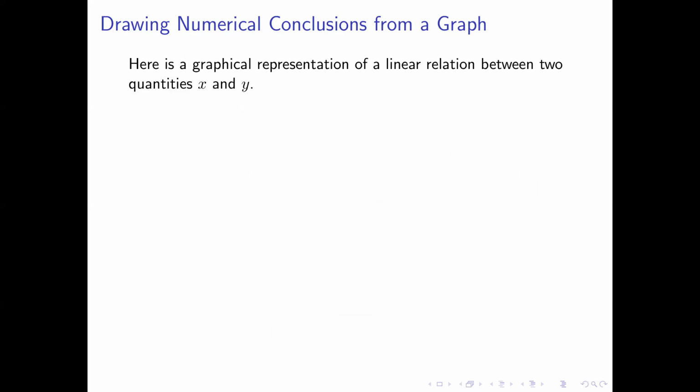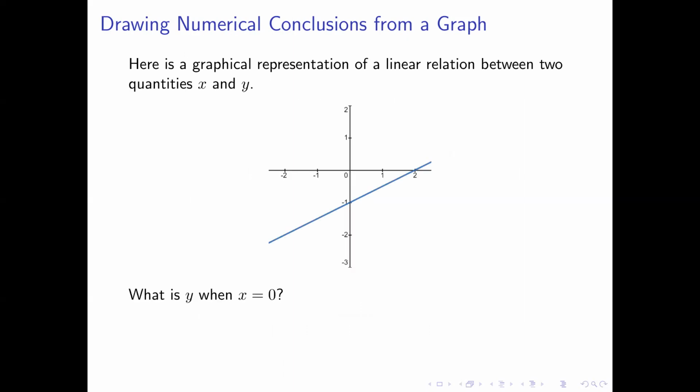But let's see how we can relate numerical and graphical information. So let's look at a graphical representation of a linear relation between two quantities, which we'll call x and y. Here is the graph, and here's a question. We want to know what y is when x is equal to 0. Now, I'm presupposing here a little bit of familiarity with how to read the kind of picture we see here, but if you know that from your algebra courses, you should be able to answer this question. You should be able to see from the graph that when x is equal to 0, y is equal to -1.